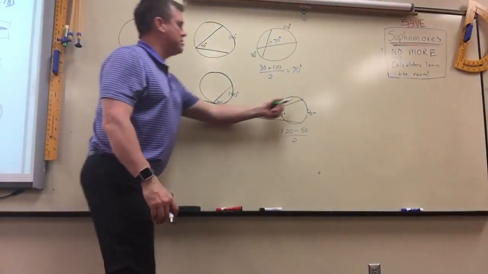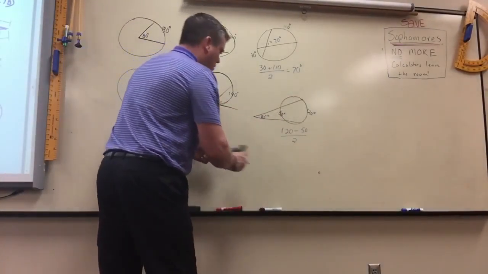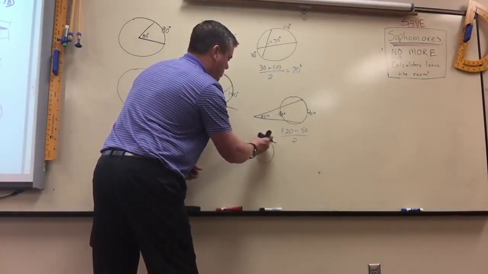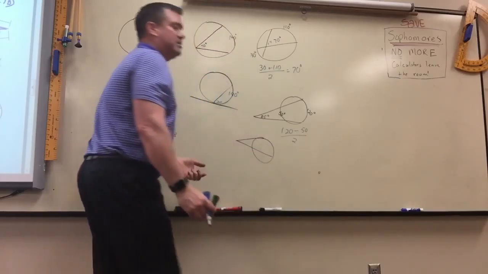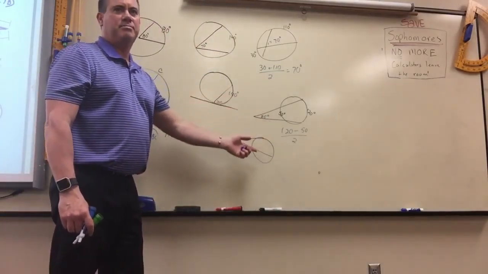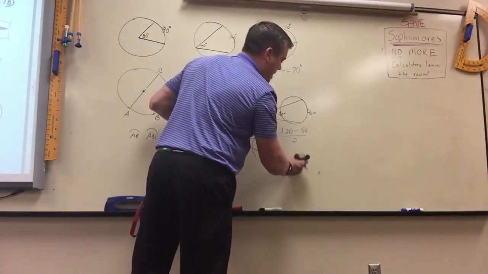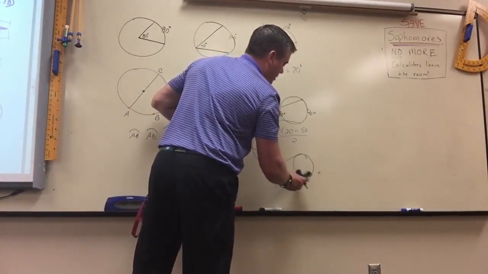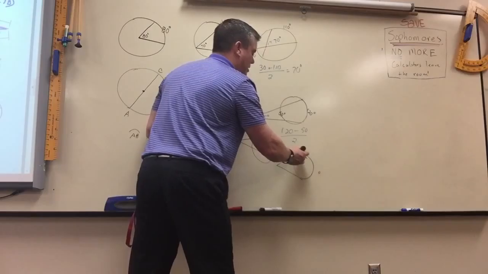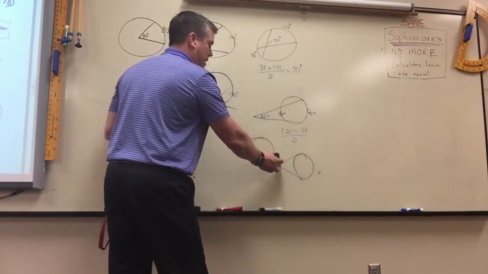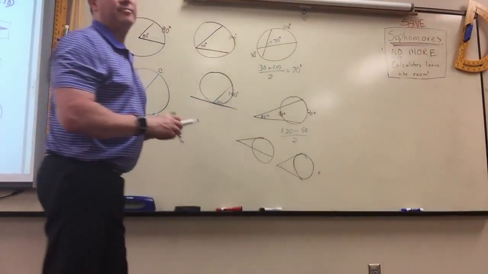Now remember, it doesn't matter if it's 2 secants or if it's a tangent and a secant like that. The rule is the same. Or also if it's 2 tangents. It's still going to be this arc minus that arc divided by 2 to get the angle outside. Okay?